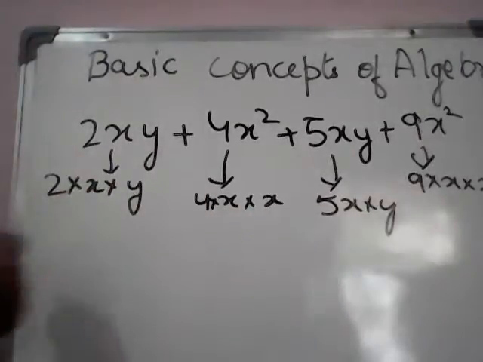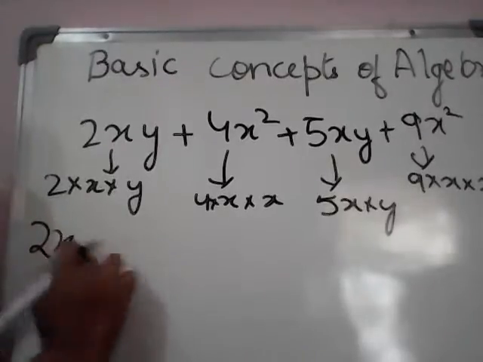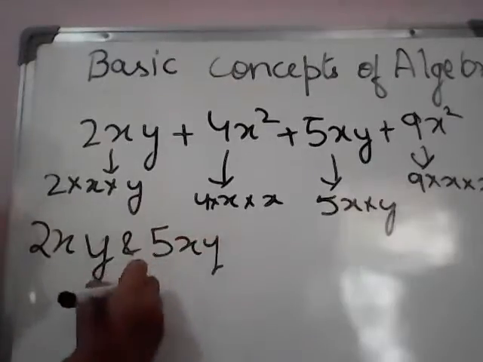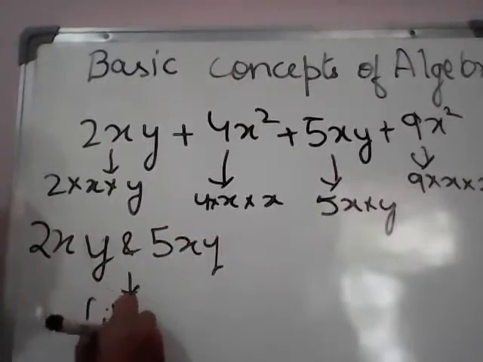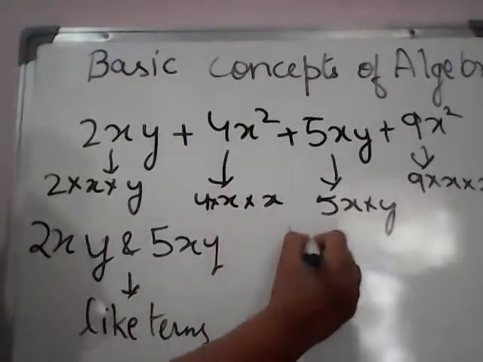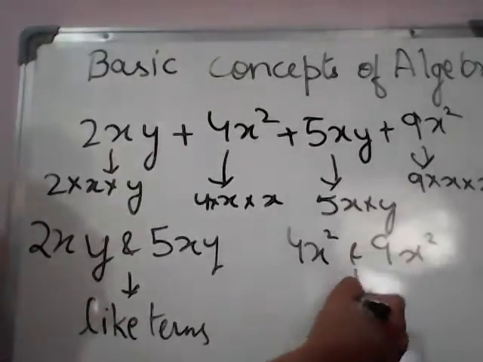In this expression, we have 2xy and 5xy as like terms, and 4x square and 9x square as like terms.